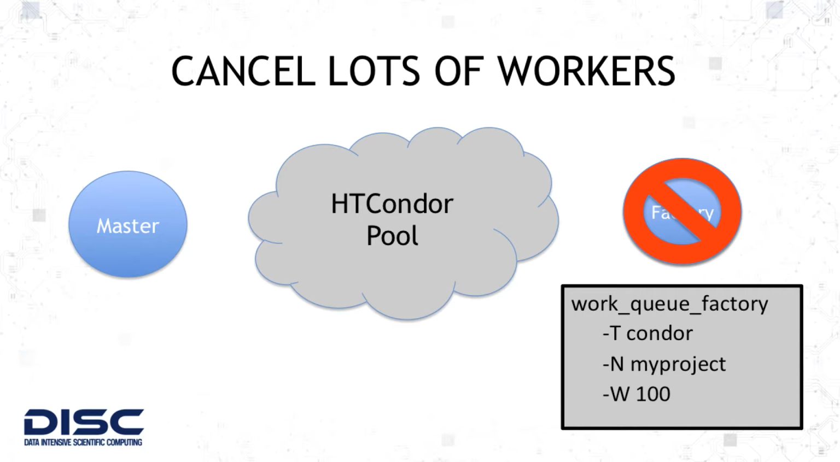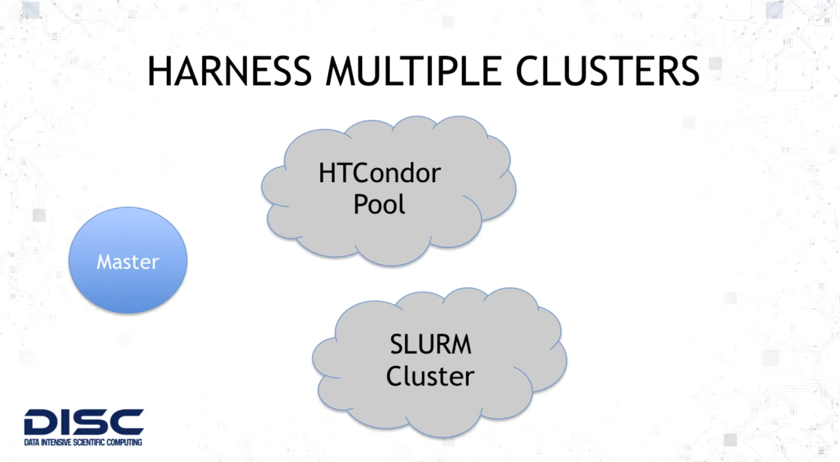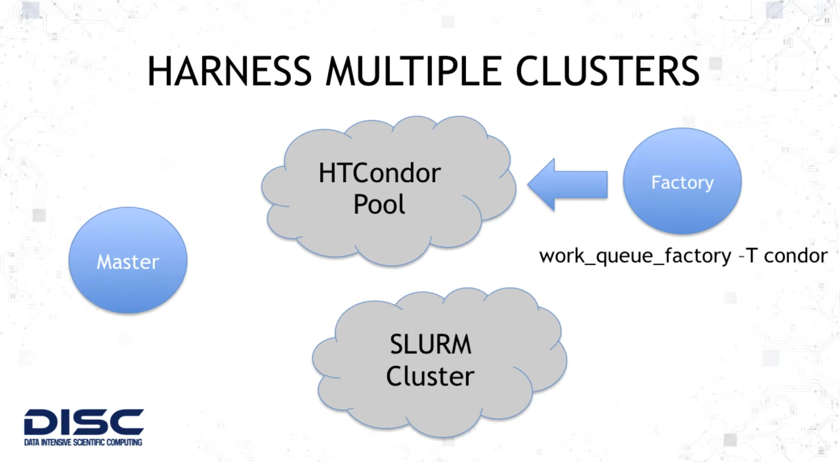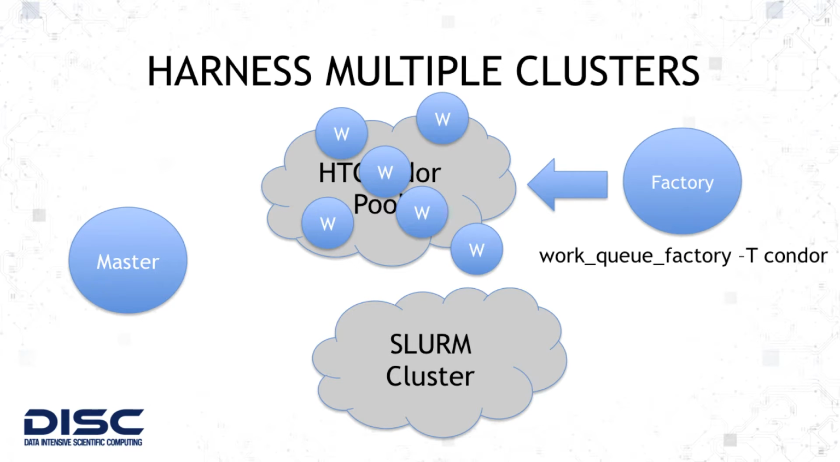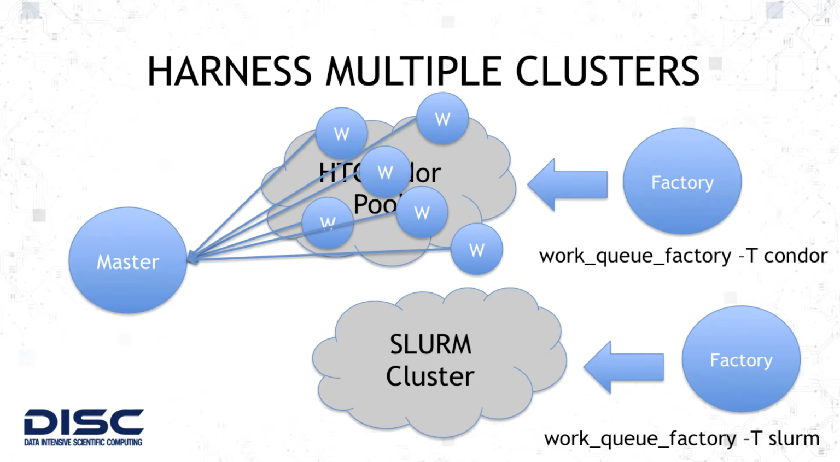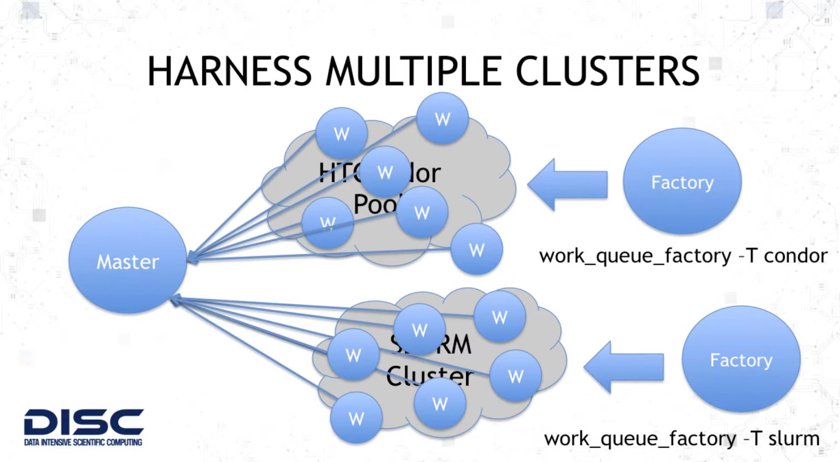Now, if you want to go really big, then you can harness multiple clusters. And that's simply a matter of running a factory on each of your resources. So let's suppose you have an HTCondor pool at your university, and then you have a Slurm cluster at some national resource. Well, you simply run a factory at each of those sites with the policy that you want, and it will start up workers at those sites, which will call home and connect to the master. From the master's perspective, it's just a large number of workers, all with a common facility, but from the management perspective, you can control how many workers and how many resources get consumed at each site. This is the method by which we've run our largest applications, running on tens of thousands of cores at multiple sites.